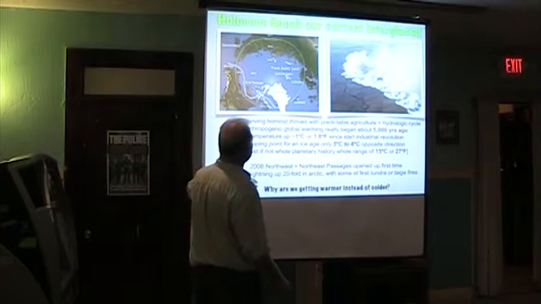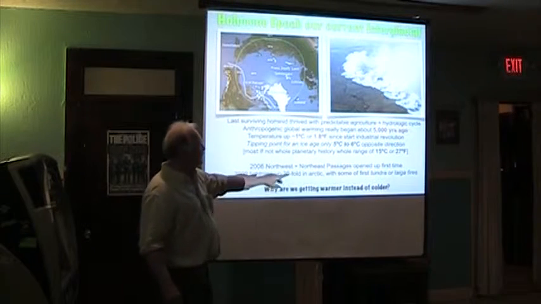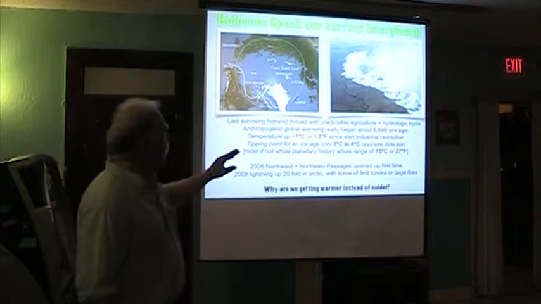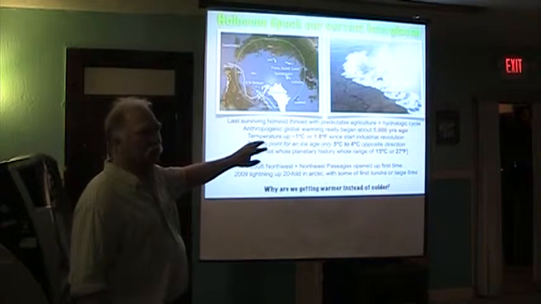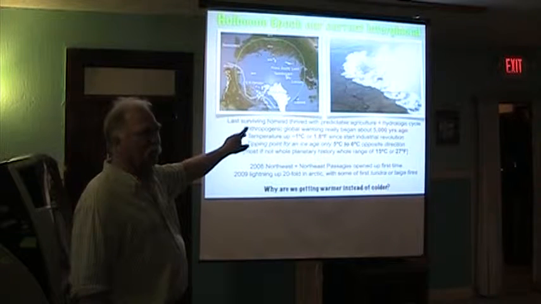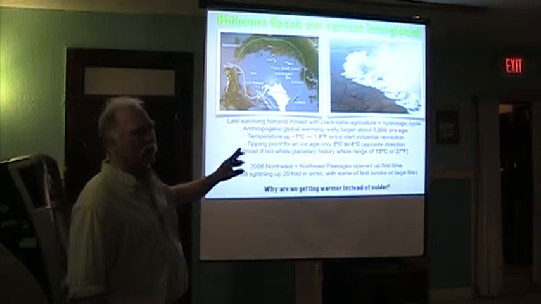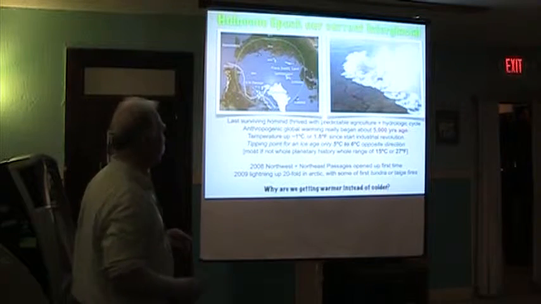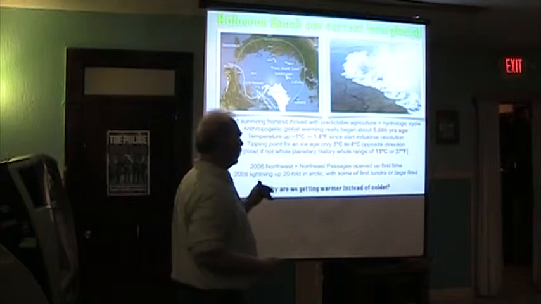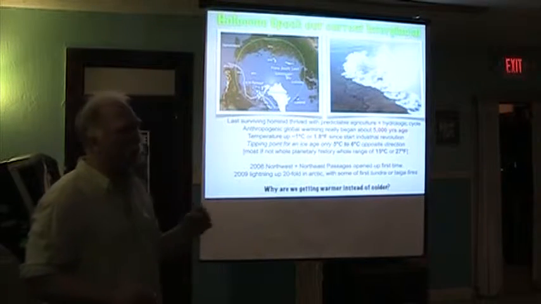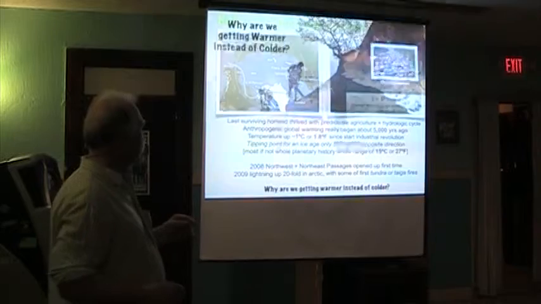Another thing, lightning. Did you know that tundra, called tundra in North America, it's called taiga in Eurasia, that tundra-like vegetation, you don't think of that as having a forest fire. That's a tundra fire right there taking place. And apparently that hadn't happened for a couple hundred thousand years. So the question now, given what we know about the sun and the other things, is why are we getting warmer instead of colder right now?